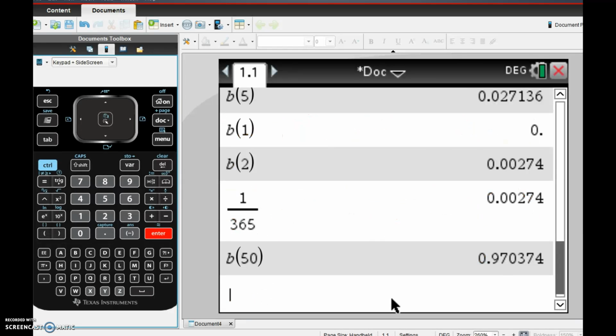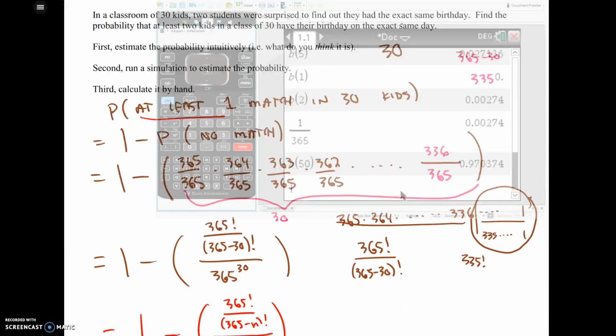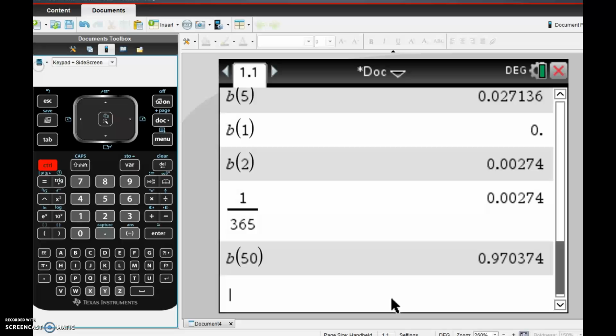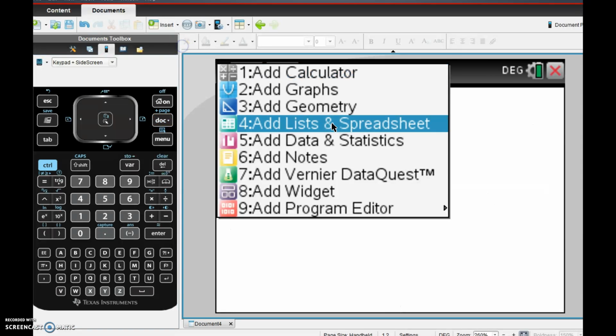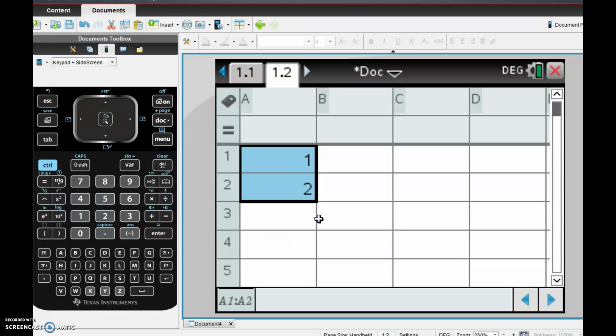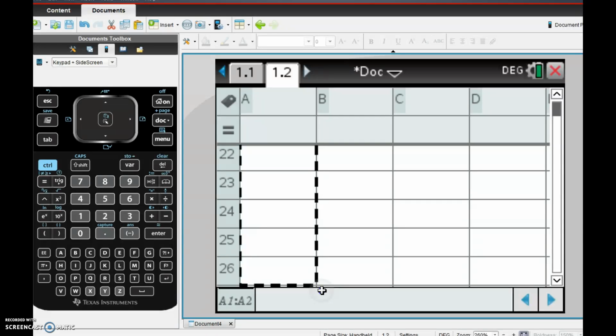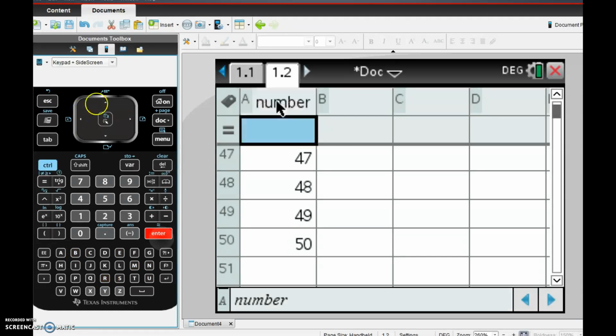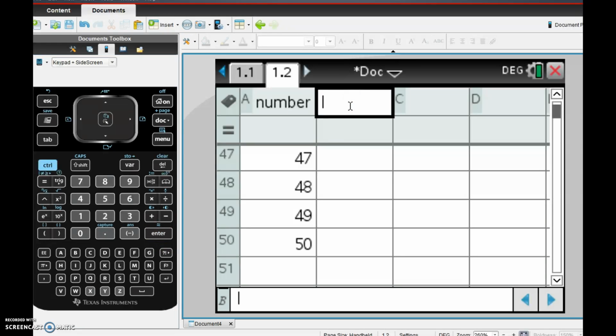We could even make a table and produce this graph if we wanted to. My video's at 8 minutes. It's optional. You don't have to watch it. I'm going to do it. I'm going to make a table. I'm going to put in some values like 1, 2. Let's go up to about 50 or so. Up to 50. Call this number of kids, number. Then this is going to be the probability. We'll call it prob.